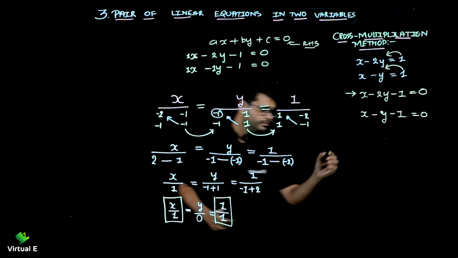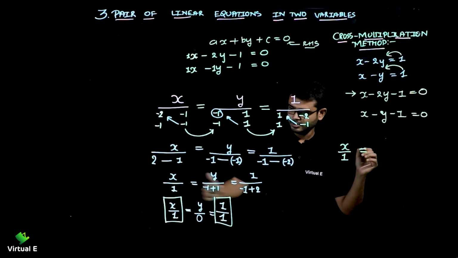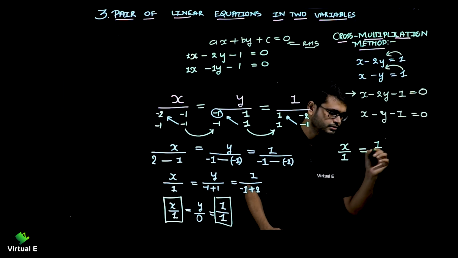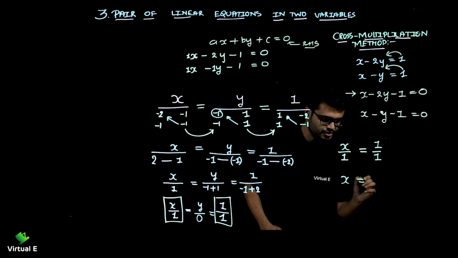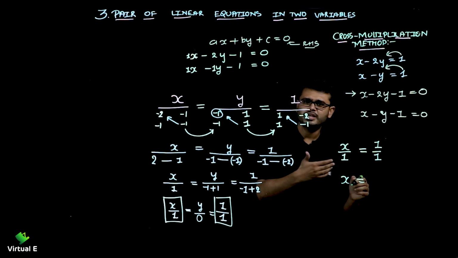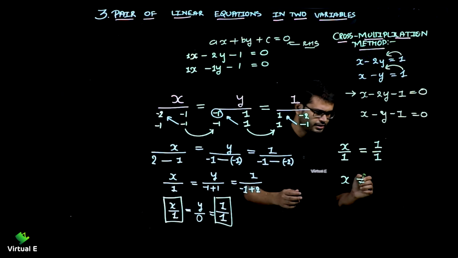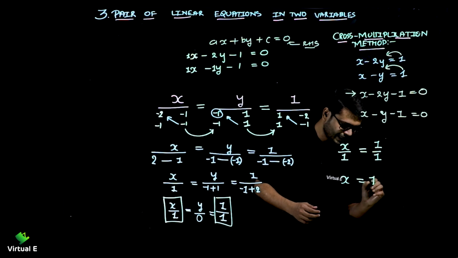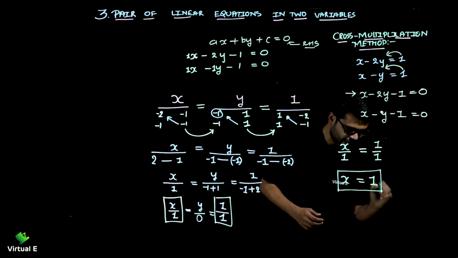So I can write x over 1 is equal to 1 over 1. Right? So x over 1, obviously it's x, rational number, you know. Every number has 1 as a denominator. So it doesn't make any sense if we do not write it even. So 1 over 1, and that is also going to stay as a 1. So that is the value of x.